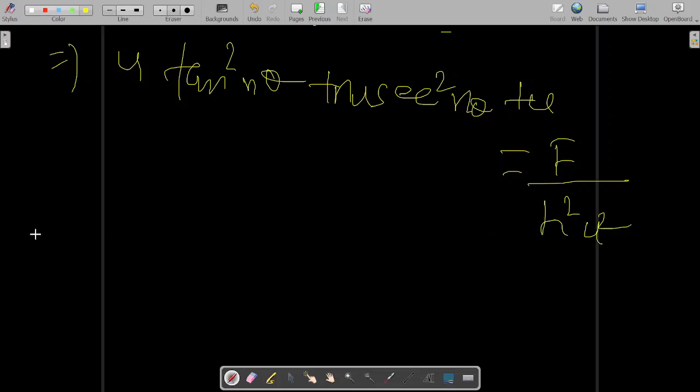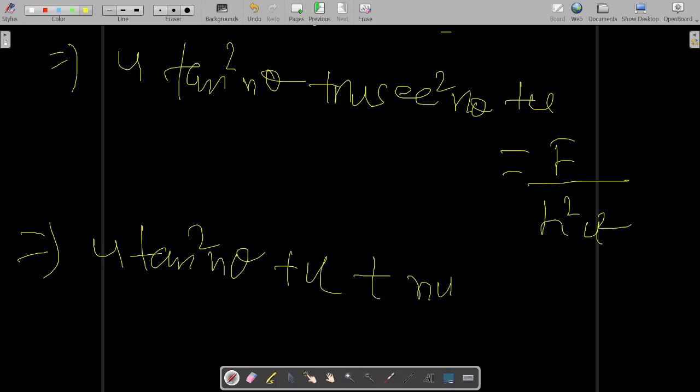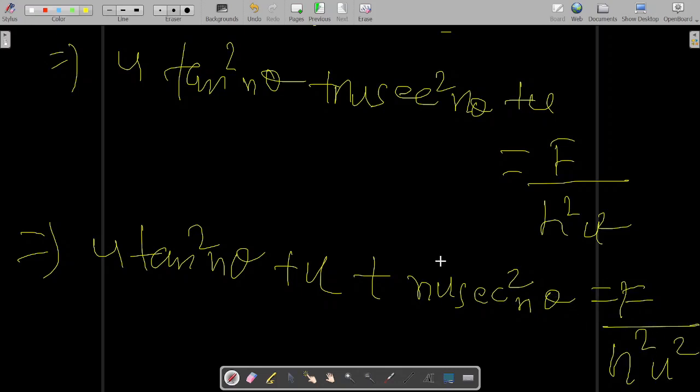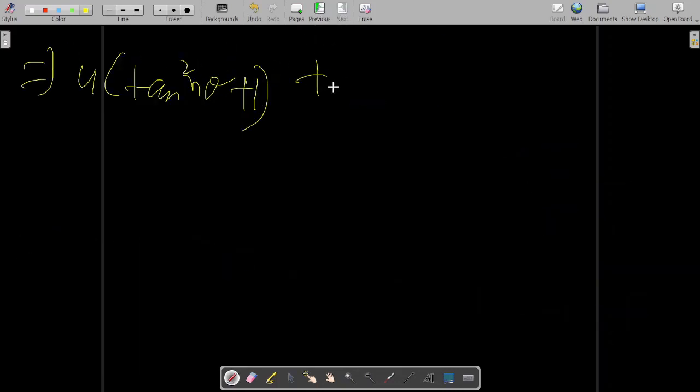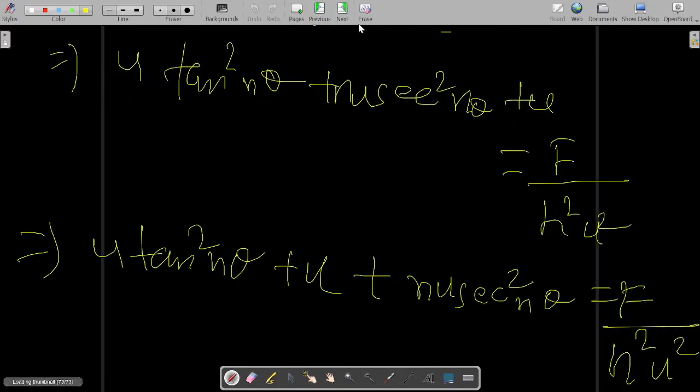Then what do you get? u tan square nθ plus u plus nu sec square nθ is equal to f divided by h square u square. Then what will happen? Take u common. After you take u common, what do you get? tan square nθ plus 1, plus nu sec square nθ, is equal to f divided by h square u square.